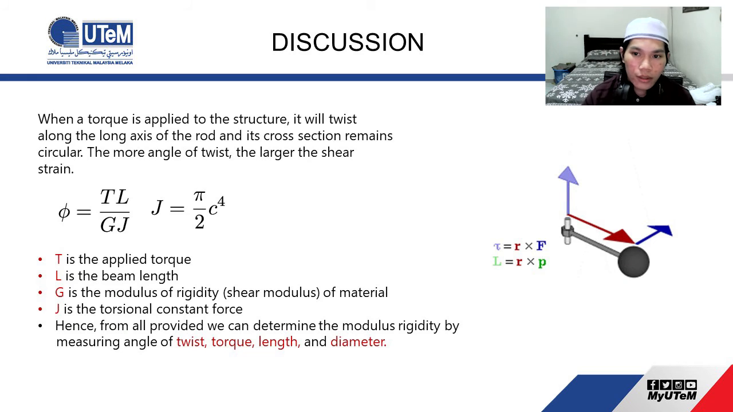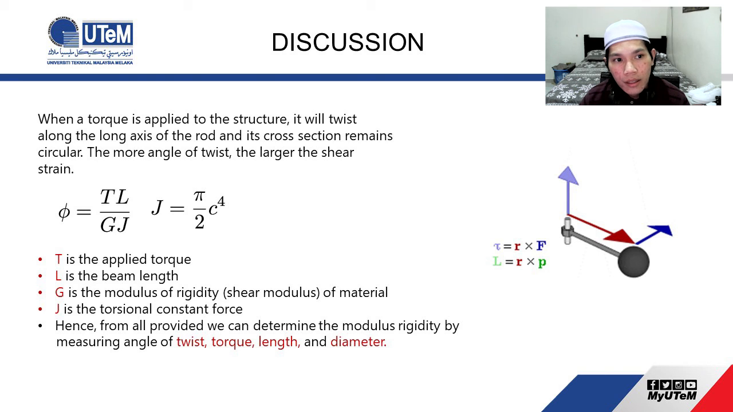Thank you. The discussion of this experiment is that when a torque is applied to the structure, it will twist along the long axis of the rod and its cross-section remains circular. The more angle of twist, the larger the shear strain. We can immediately learn a few things from this equation. The first thing might be obvious: the more angle of twist, the larger the shear strain.